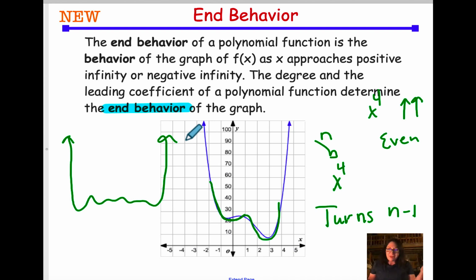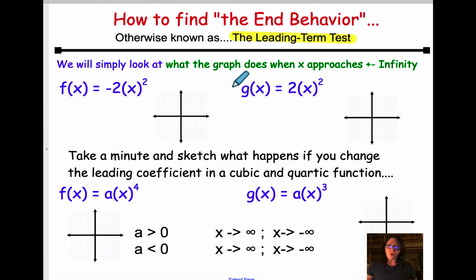And we don't necessarily care what's happening in the middle if we're just looking at the end behavior. So how to find the end behavior? You've got to look for the leading term. All right, that's most important. And in this case right here, this is an x squared.